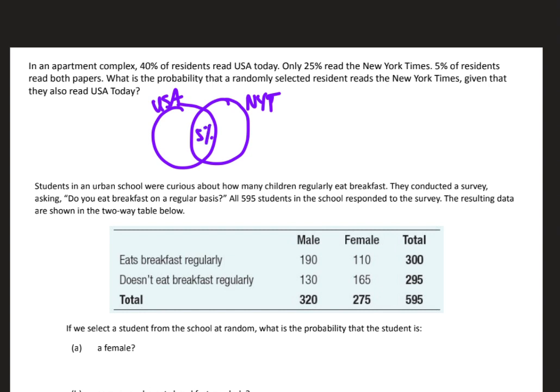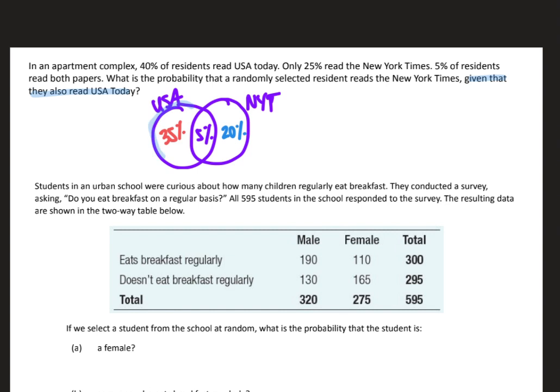Okay, so that means that if 40% read USA Today, that means we have 35% that just read USA Today. And then if we know that 25% read the New York Times, that means 20% just read the New York Times. So in this particular case, we're looking at what is the probability that a randomly selected resident reads the New York Times given that they also read USA Today.